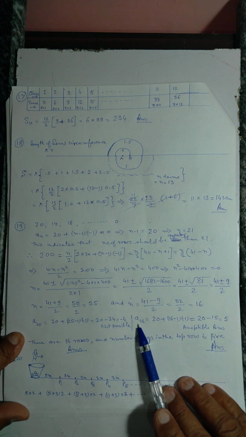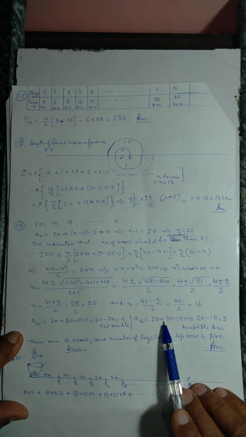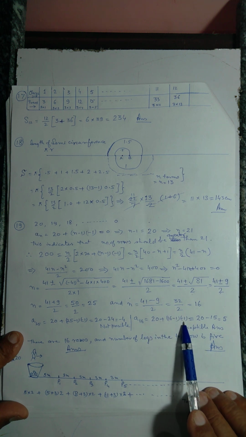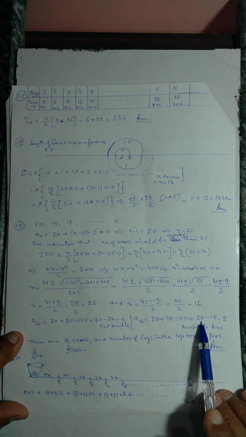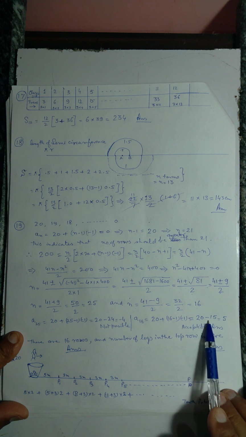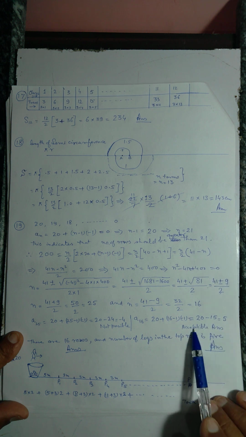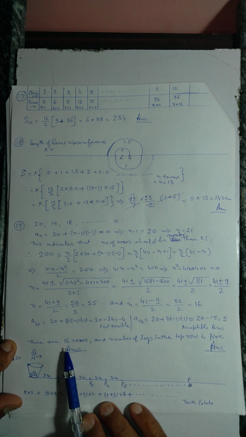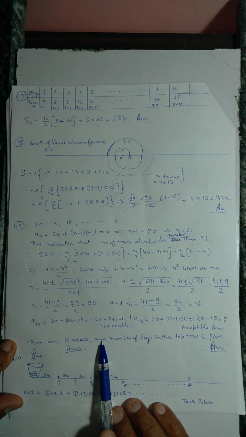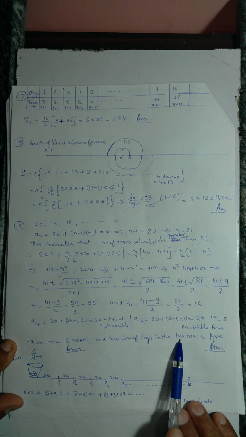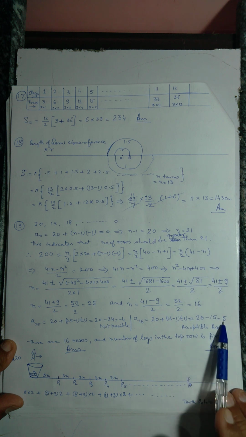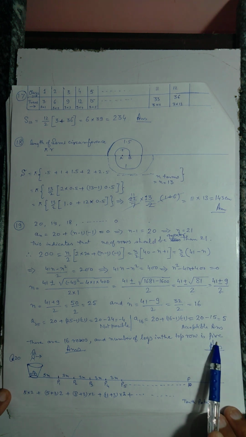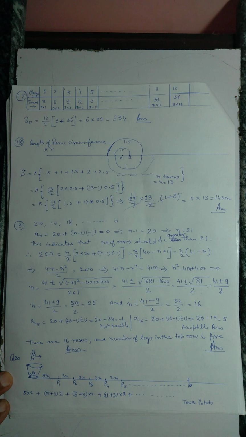Now see, you take the 16th row, that is a16 = 20 + (16 - 1) × (-1), which will be equal to 20 - 15, that is 5. Acceptable answer. There are 16 rows and the number of logs in the top row is 5. Now proceed to question number 20.